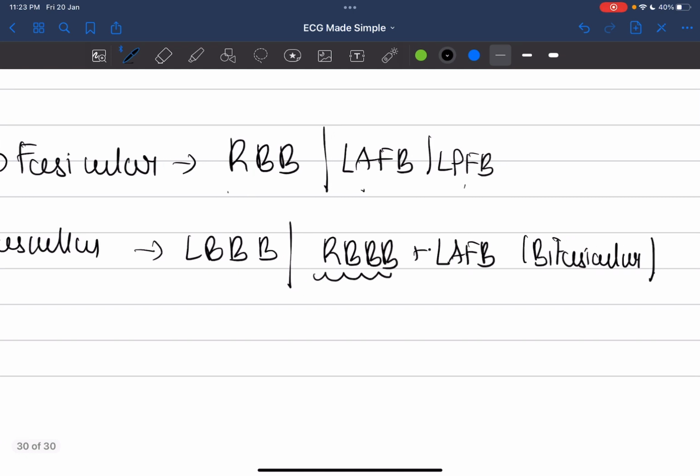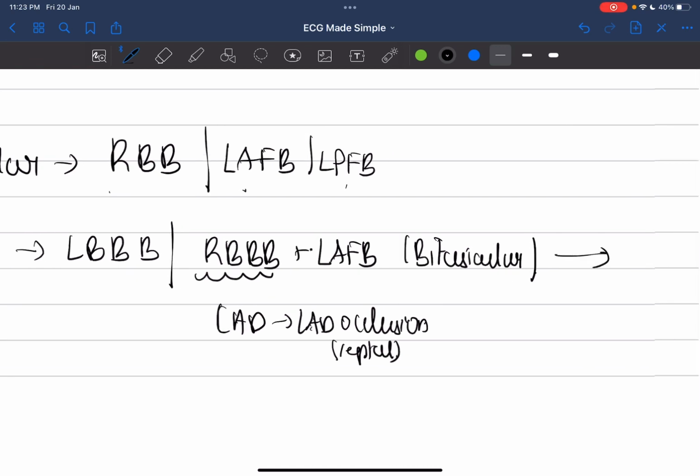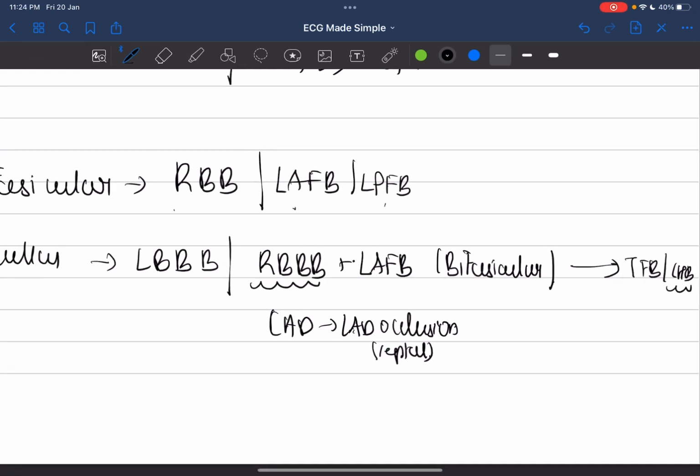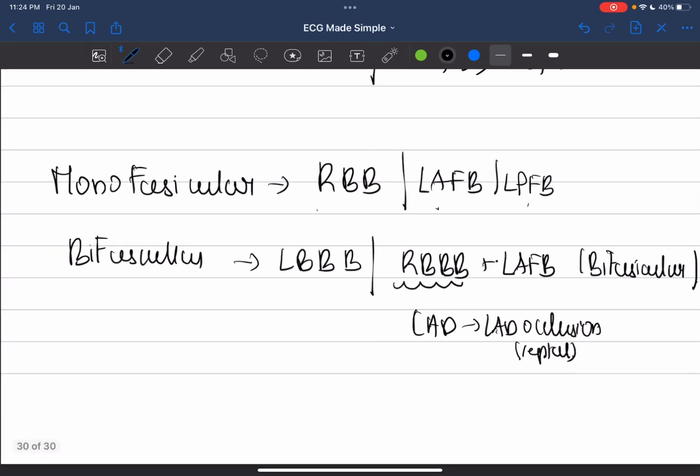Because in case of CAD, and this is LAD occlusion, RBB, right bundle branch, and LAFB, the septal occlusions, can produce a bifascicular block, which in turn can develop into a trifascicular block or a complete heart block. So it is important to pick up bifascicular block. Whenever there is an RBBB, always look for the presence of LAFB.